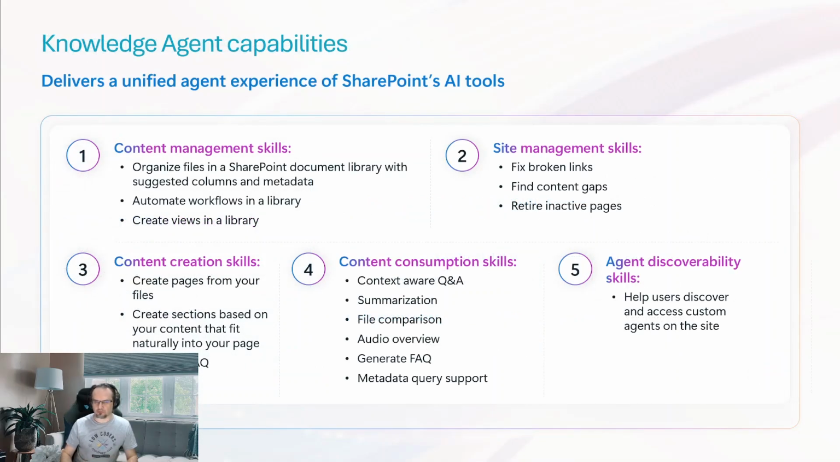Right now, there are plenty of features related or directly designed for AI that you can use in SharePoint. Area number one, content management skills. So features designed to help you with content, with documents. Those features are available in SharePoint Knowledge Agent. So you can use it to organize your document libraries, create new columns, automate workflows, so create custom rules, and create views in your libraries.